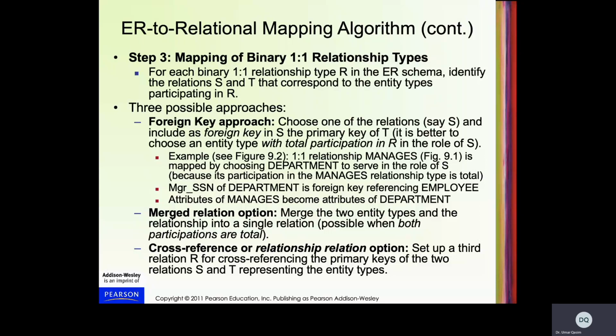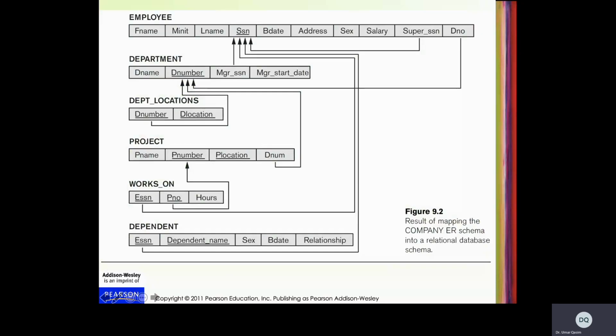In that option, what we do is we create a third table in between those tables, and we put the primary key of both tables in the middle table as foreign keys. So both primary keys will appear in this middle table as foreign keys. So this is how we can deal with that.